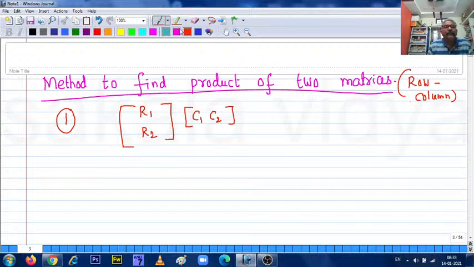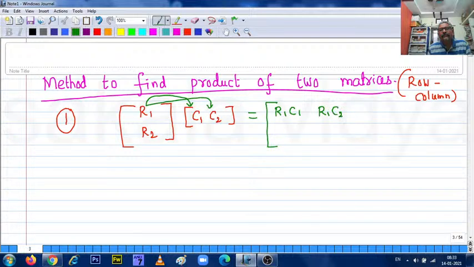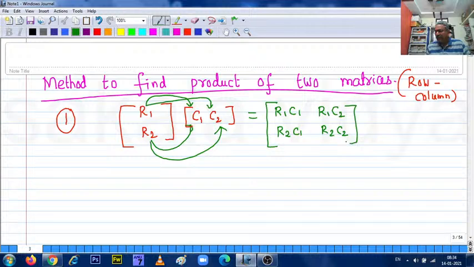Let me explain. R1 into C1 you need to write, so the product is R1 C1, next R1 C2, next R2 C1, next R2 C2. This is one type. What is n by p? It means order n rows and p columns in that matrix.